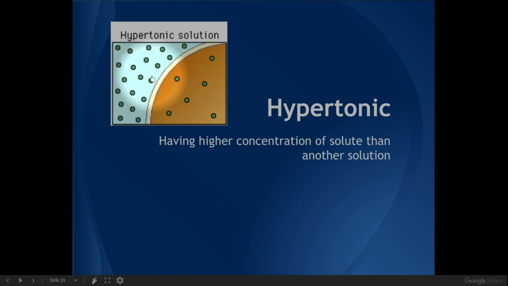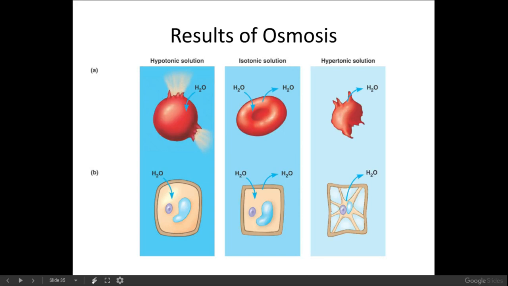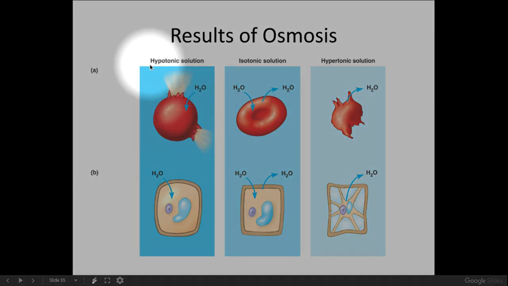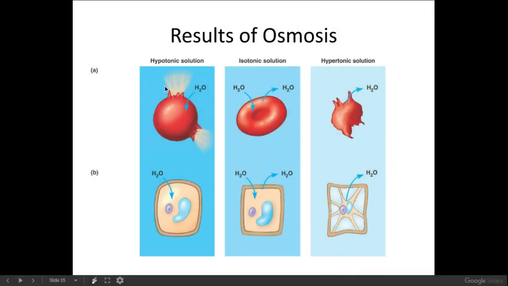So we have a picture here that shows us examples of what would happen to a cell. So these cells here are in a hypotonic solution. So this cell and this cell are in a hypotonic solution. So the water is always moving from a hypotonic situation to a hypertonic situation. So these cells are in a hypotonic solution. That means the water is going to go in the cells.